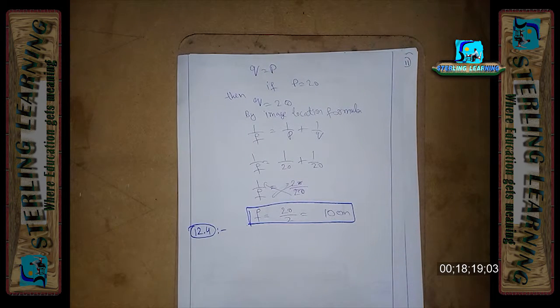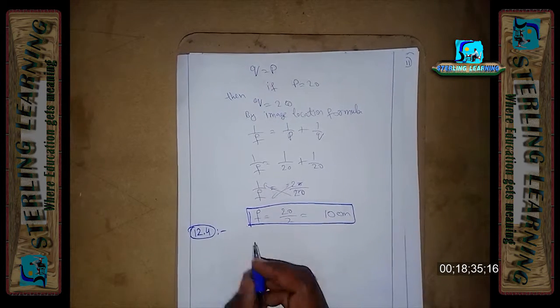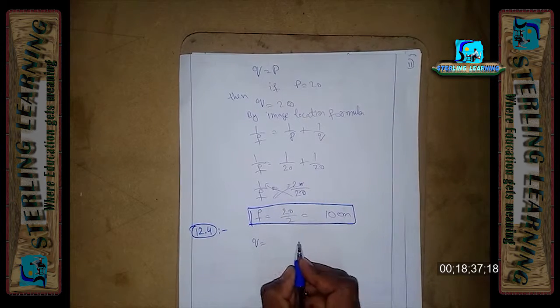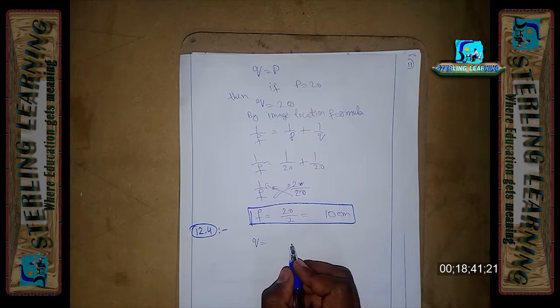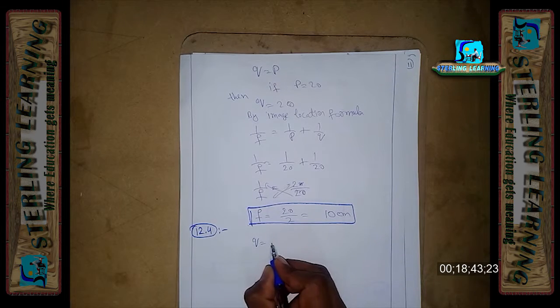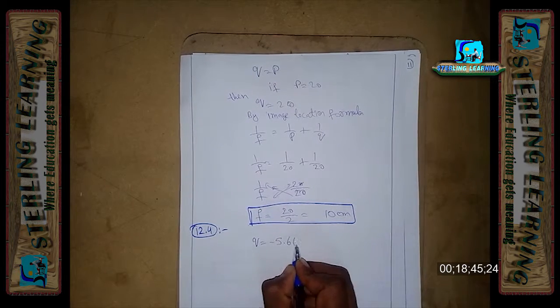Find the focal length of a mirror that forms an image 5.66 centimeter behind the mirror of an object placed at 34.4 centimeter in front of the mirror. Is the mirror concave or convex? Here Q is behind the mirror, so 5.66 would be a negative value, because if the image is behind the mirror, it is negative.